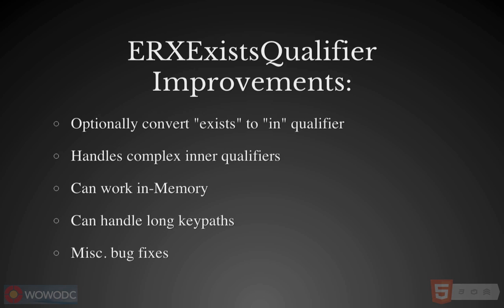Our improvements handle much more complex inner qualifiers. I think the original one only handled maybe 3 inner joins. Ours goes up to like 9 inner joins. And if you need more, it's possible we can extend it further.